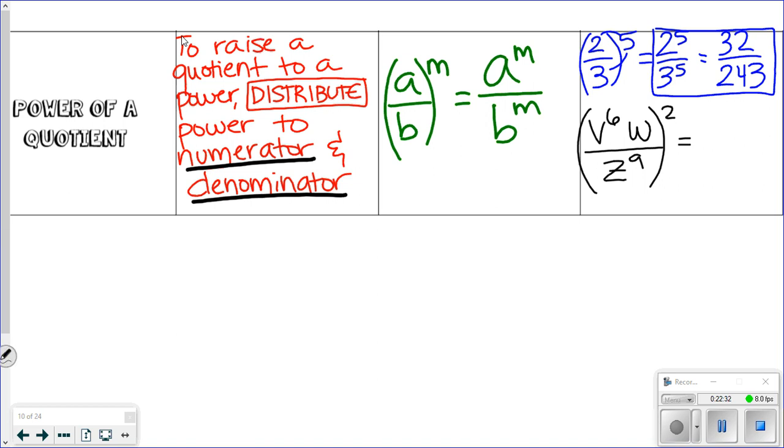And then the last one, distribute and multiply. So V, 6 times 2 is 12. W squared. And then in the denominator, Z, 9 times 2, 18.